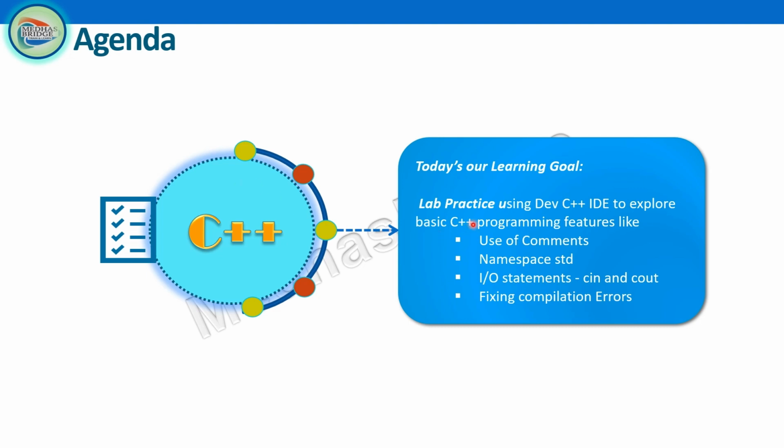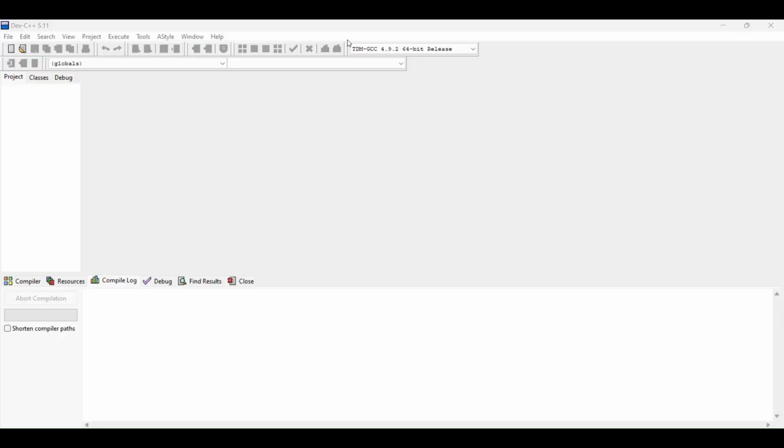Today's lab practice agenda: we are using a Dev C++ IDE to explore basic programming features like the use of comments, namespace std, IO statements like cin and cout, and fixing compilation errors, things like that. In today's lab session, we shall see some of the C++ programming features which we widely use in day in, day out programming practices.